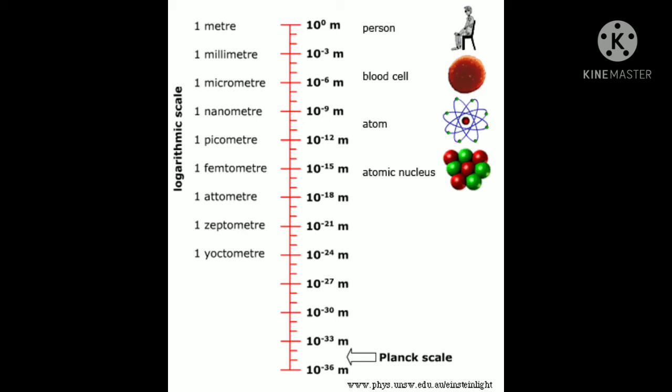Okay, so here 1 millimeter is 10 to the minus 3 meter. Even the blood cell we can measure. 1 micrometer is 10 to the minus 6, 1 nanometer is 10 to the minus 9, 1 picometer is 10 to the minus 12. So till here it is given in your book, so you all can study this chart.